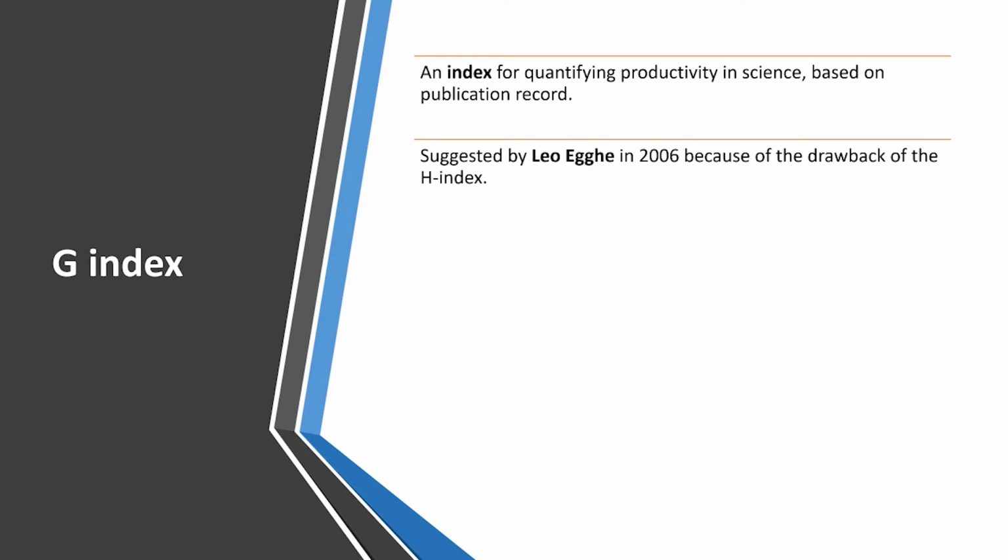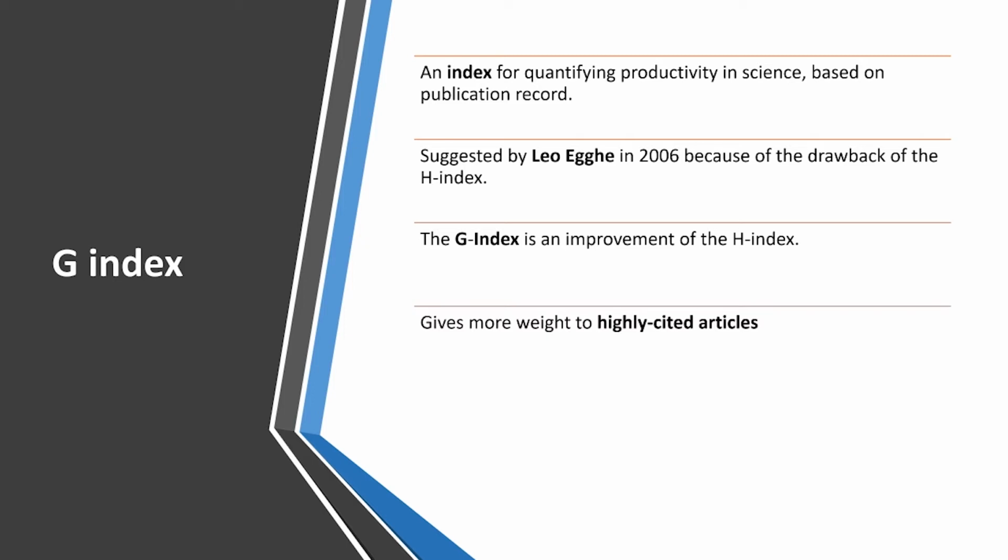G index is an index for quantifying productivity in science based on publication record. It is an author level metrics. It was suggested by Leo Egghe in 2006. Egghe observed the drawback of the H index. What was the drawback? That it does not take into account the citation scores of the topmost cited articles. So G index is an improvement of the H index in this term. H index does not provide weight to the highly cited article, while the G index gives more weight to the highly cited articles.